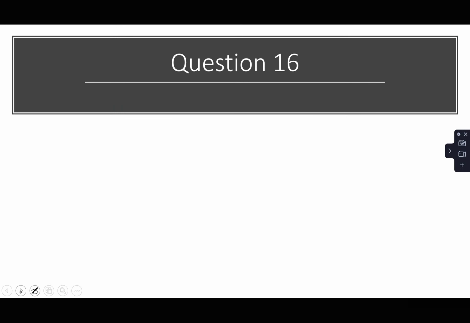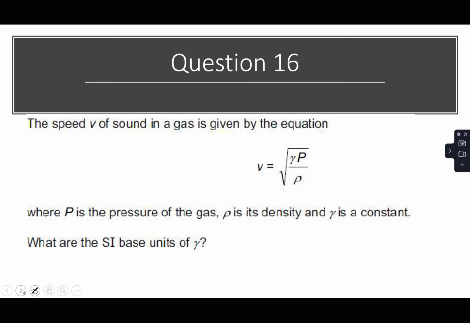Question number 16. The speed V, the speed of sound in a gas, is given by that expression. P is pressure, rho is density, gamma is a constant. What are the SI base units of gamma? So to begin with, I will make gamma the subject by squaring both sides. I square this side, I square the other side.